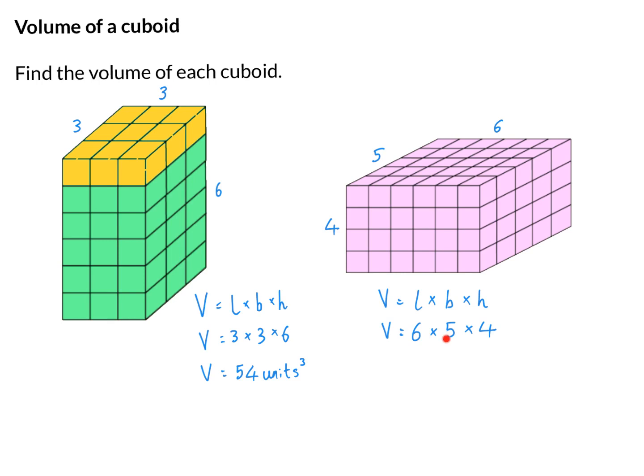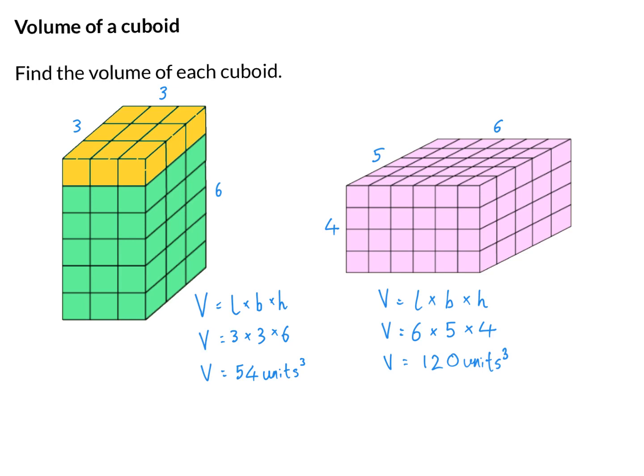Now I'm looking at this 5, I know 5 times 4 is nice and easy. 5 times 4 would give me 20. 6 lots of 20 would give me 120. So that's going to be 120 cubic units.